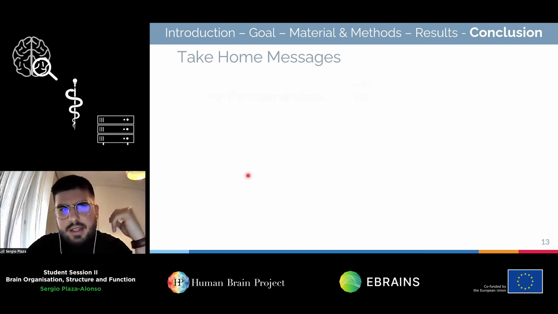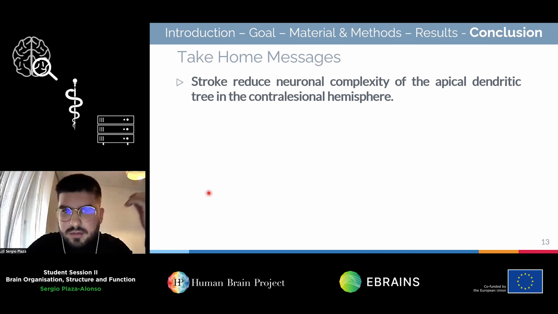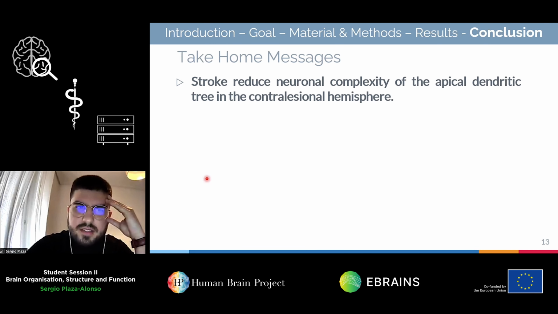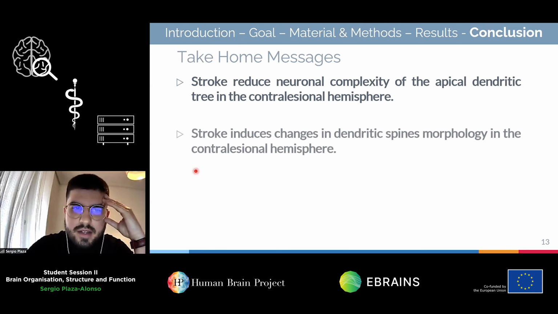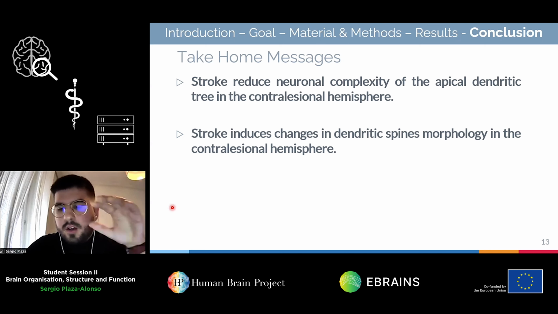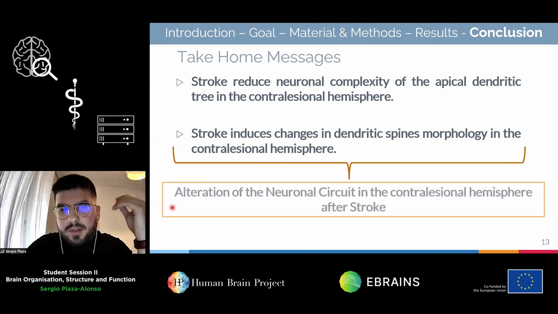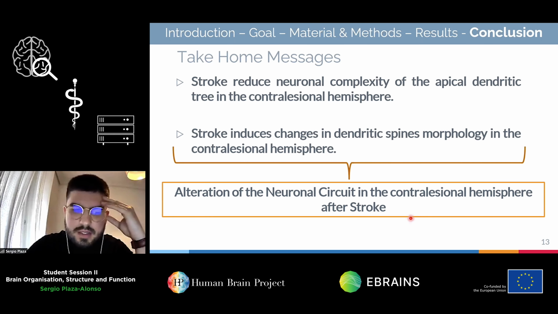In conclusion, in the present work, we have shown that stroke reduces neuronal complexity of the apical dendritic tree in the contralesional hemisphere, and that it also induces changes in the dendritic spine morphology in the contralesional hemisphere. All these changes could translate into a more than possible alteration of the neuronal circuits in the contralesional hemisphere after a stroke. This is of great importance, and given this result, there is a need to develop new therapy approaches that not only minimize the damage caused by the infarct core, but also protect the areas that are connected to it, and which are, as I said, essential for the patient's recovery of normal function.